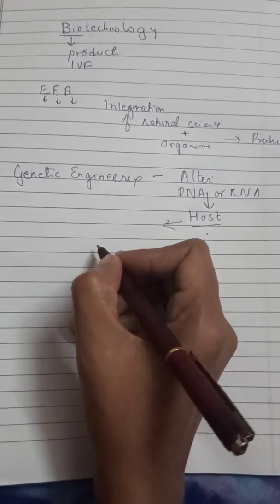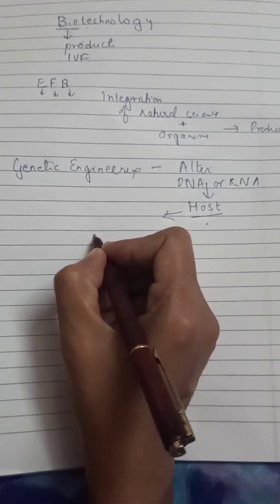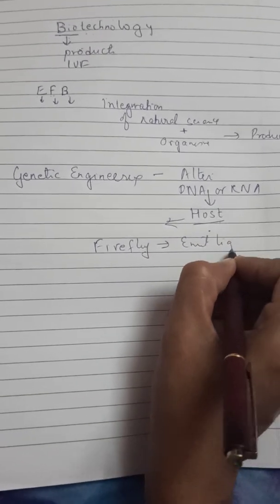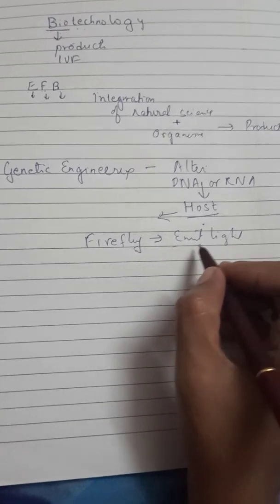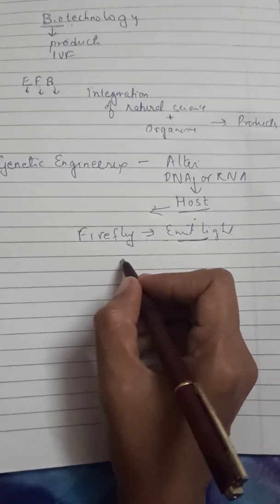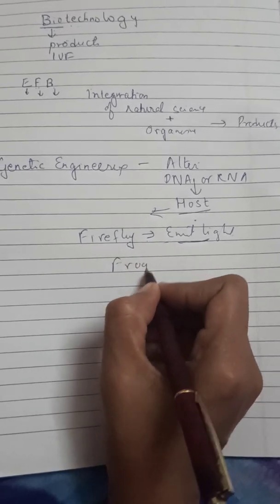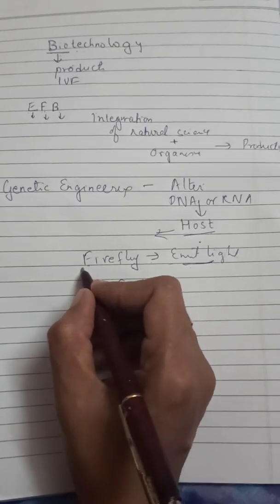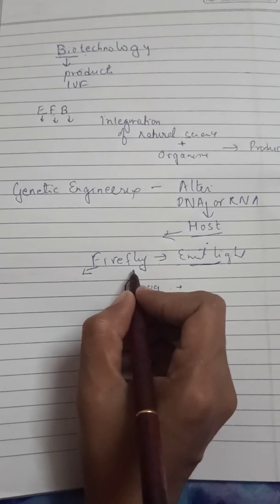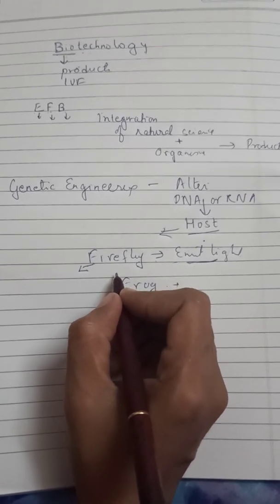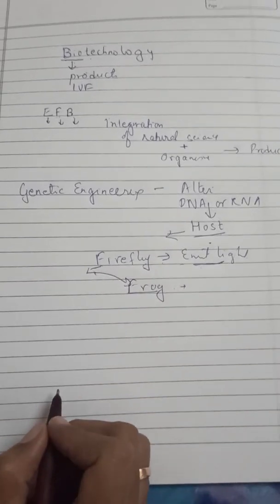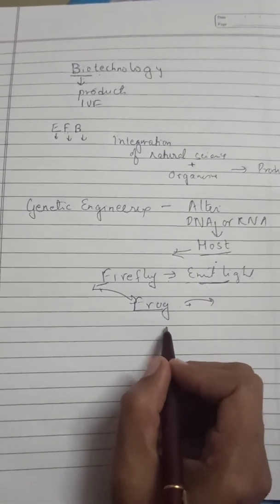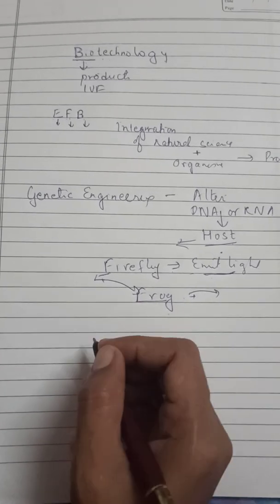of the host organism. Just take an example of firefly. What is the main feature of firefly? That it can emit light. Now suppose we want this feature of firefly, that it can emit light at night, to introduce into a frog, suppose. So we want this frog also to emit light. So what we will do, we will take the gene which is responsible for giving this feature of emitting light to the firefly, take that gene and introduce it into the frog. And so we are changing the phenotype of the frog. So frog is the host organism. So this is what genetic engineering is all about.